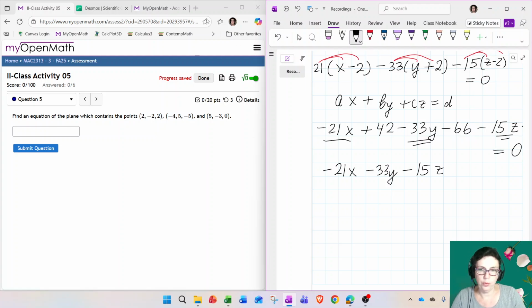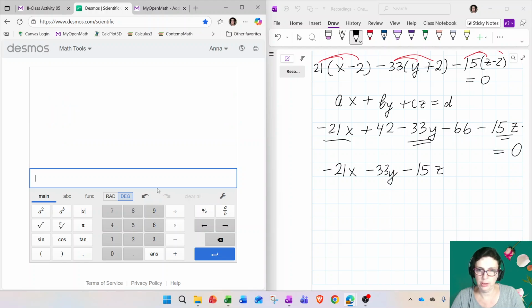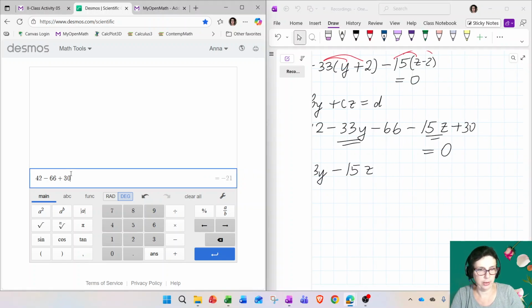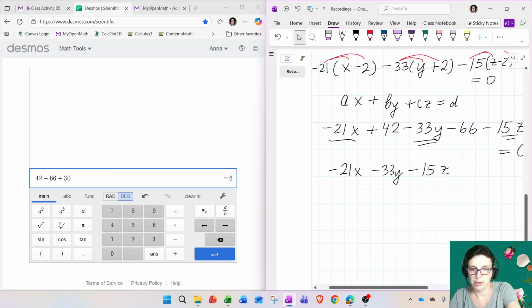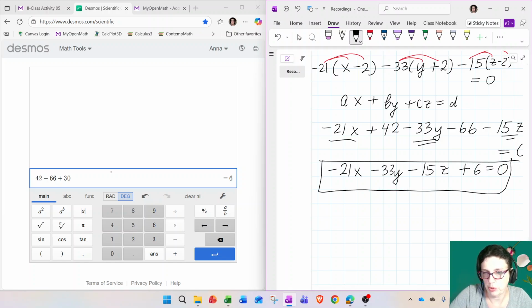So that's fine. We just want to simplify the numbers. Okay, so to simplify the numbers, we are going to, let me clear this, take 42 minus 66 and add 30 to that. That's going to give us 6. So plus 6 equals 0. Okay, so this is my final answer. You can also leave the 6 on the left-hand side or move it to the right-hand side, doesn't matter.